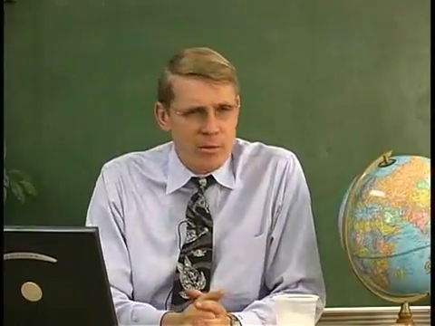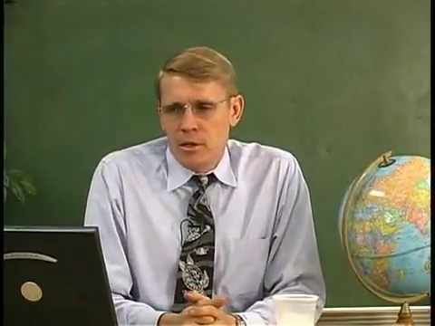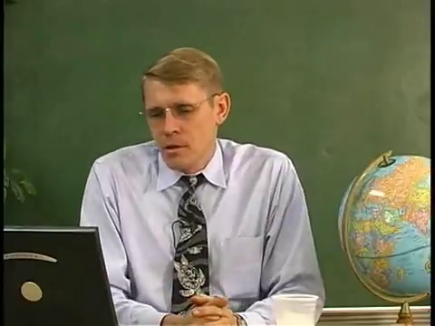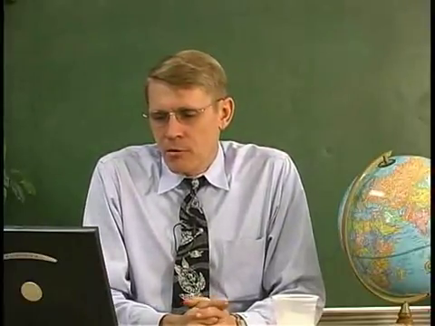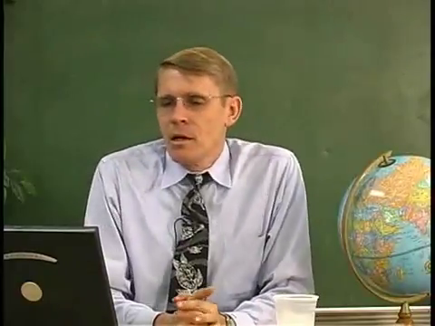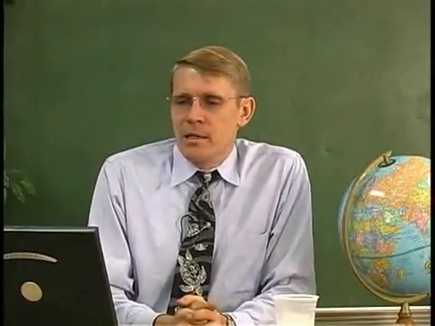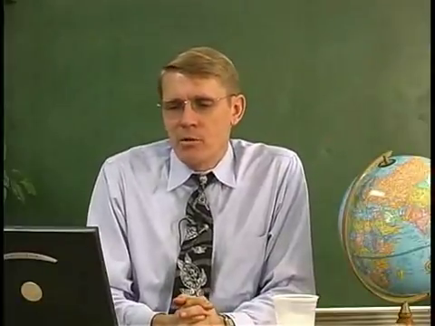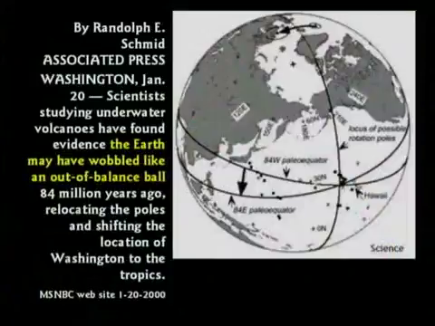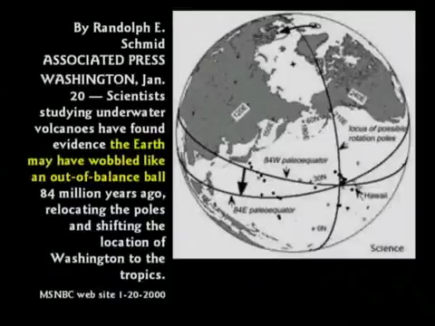George Dodwell, famous astronomer, gathered data from all over the world. There's a lot of evidence that the Earth has wobbled down through its history. From the article here on the website, MSNBC, by Randolph Schmid, Associated Press, he said, scientists studying underwater volcanoes have found evidence the Earth may have wobbled like an out-of-balance ball 84 million years ago, relocating the poles and shifting the location of Washington to the tropics.